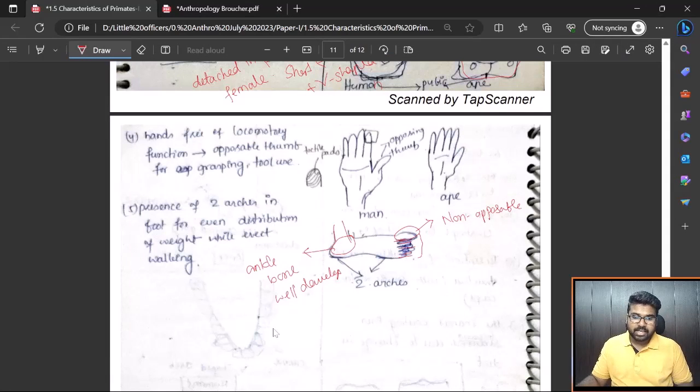Plus one more change that has happened is development of arches. See here and here, like the heel. See, look at here. Here there is a development of one arch, and at the same time here, just at the end of these toes, there is a development of the arch. These two arches balance the weight and provide extra stability when all this body weight is coming to the feet. So this is another change that has happened in the feet.